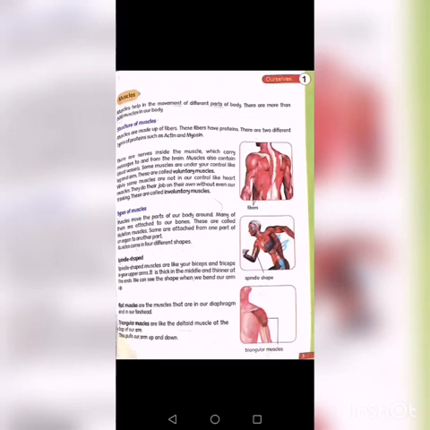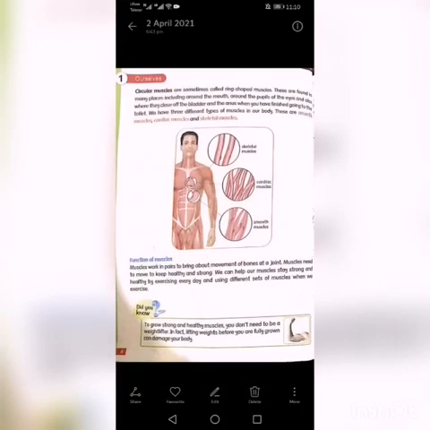Third type of muscle is triangular muscle. And triangular muscles are like the deltoid muscle at the top of our arm. This pulls our arm up and down. So students, move to page number 4. Fourth and last type of muscle is circular muscle.